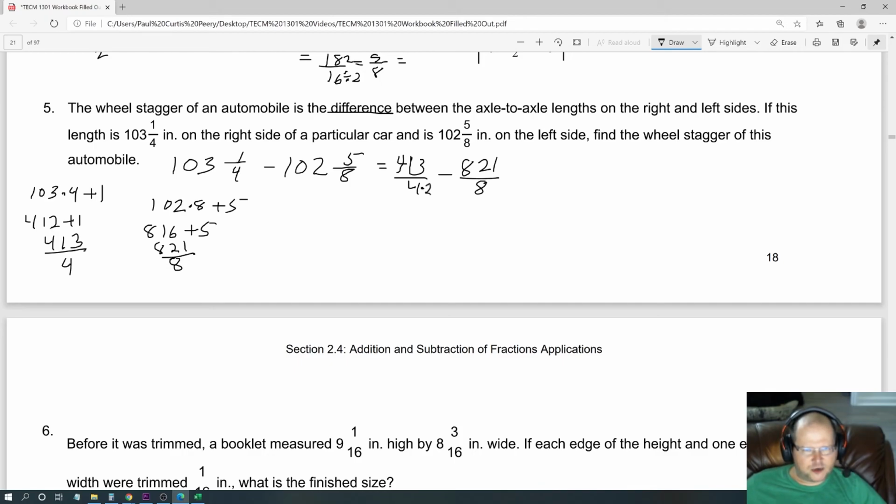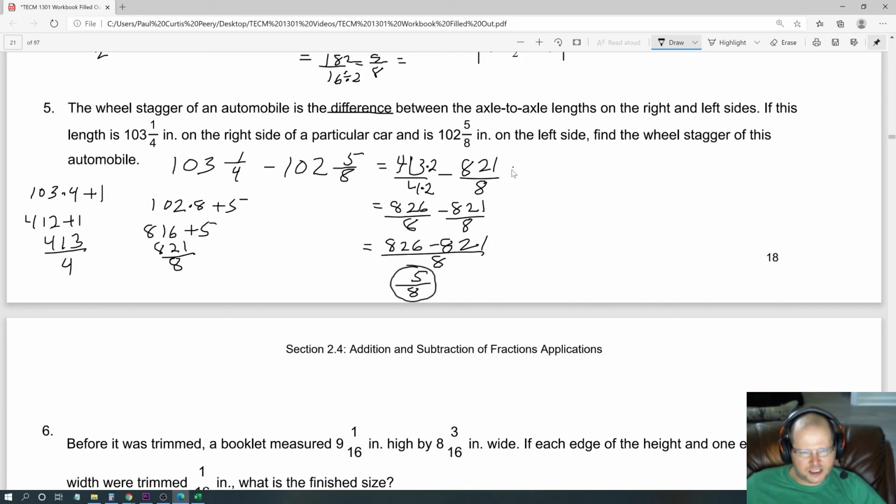Now we need to get a least common denominator of 8, which is between 4 and 8, right? So I multiply the 4 by 2 to turn it into an 8, which means I multiply the numerator by 2 as well. So that turns the entire thing into 2 times 413, which is 826 over 8, minus 821 over 8. I think all this is right. And it's 826 minus 821. Because they're like fractions with the same denominator, we simply subtract their numerators. So we're saying 826 minus 821, and the difference is 5/8.